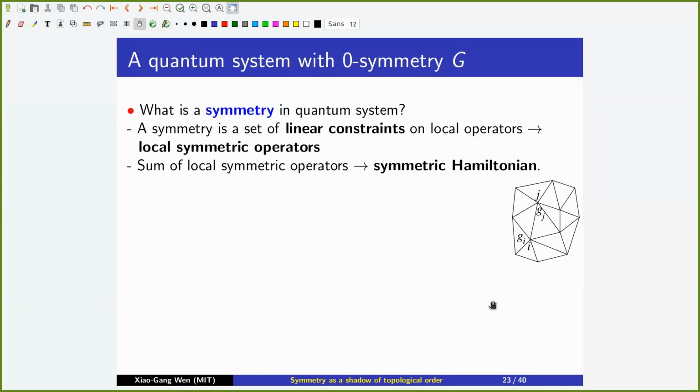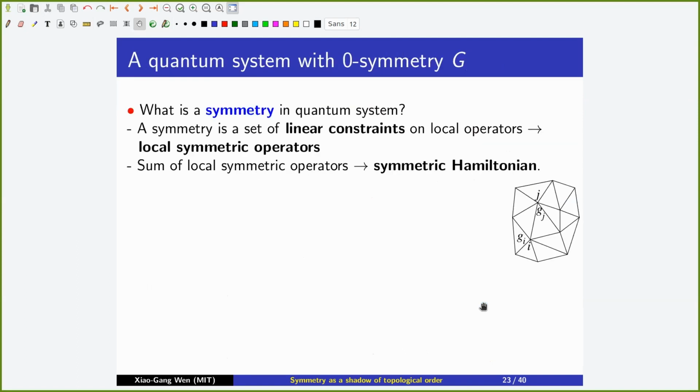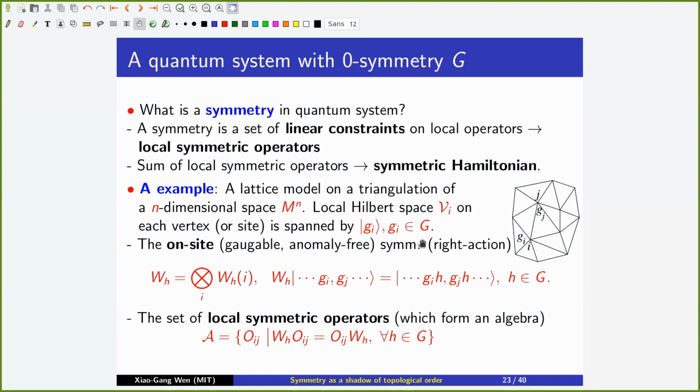Okay. So let's look into this more carefully. What is this algebraic higher symmetry or non-invertible symmetry? Let's go very quickly, and consider a non-abelian symmetry first. On every lattice site, we have a state labeled by the group element. So this G is labeled as group element. Okay. And then we can have a symmetry.